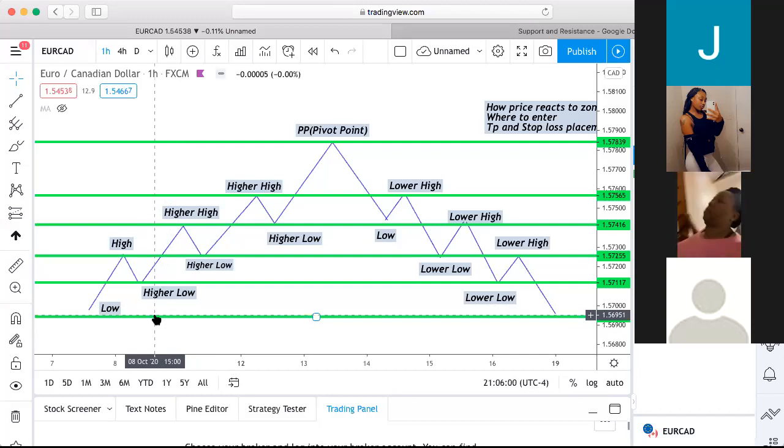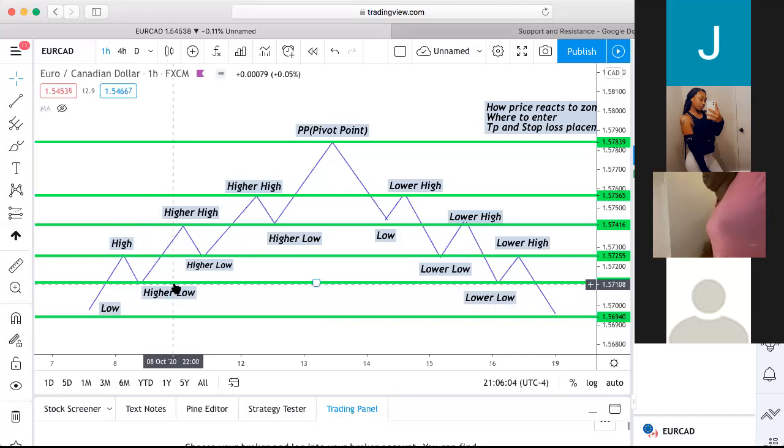Support. All right. Now the level above that, what would we call it? It's a resistance, right? So check this out. Let's get into market structure, right? Now that y'all understand what support and resistance is, right?